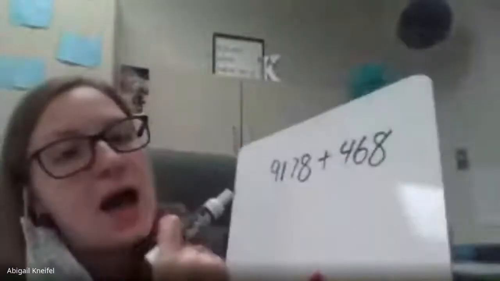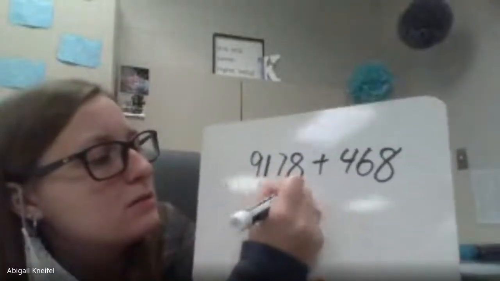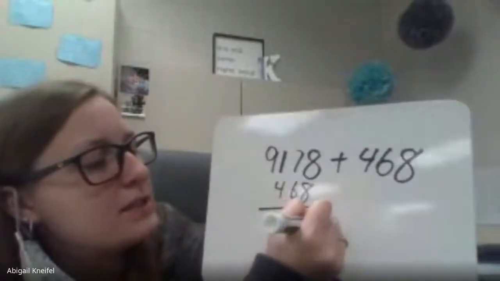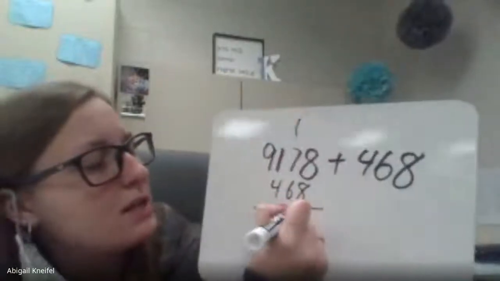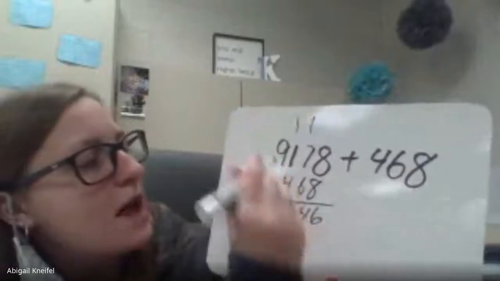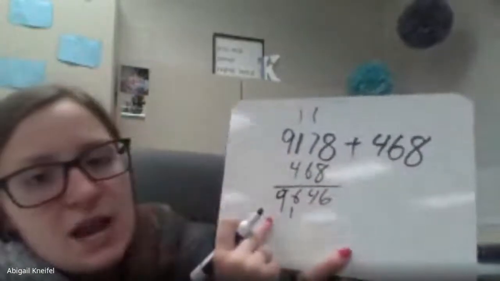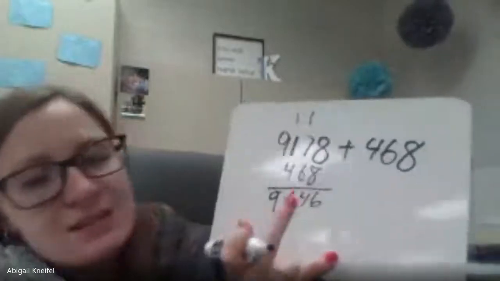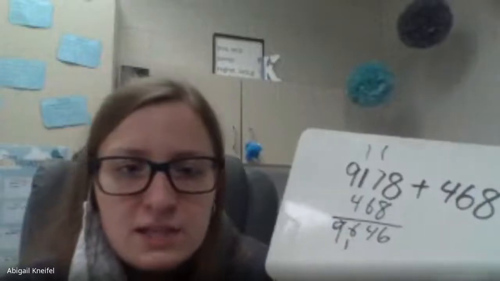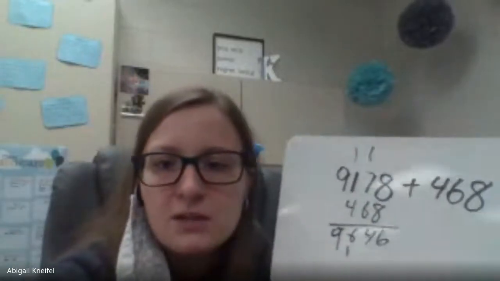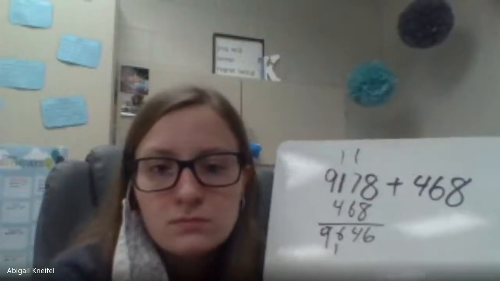First, line it up. I always put the bigger number on top. So you have 8 plus 8, which is 16. Carry the 1. 7 plus 6 is 13. Plus the 1 is 14. Carry the 1. 4, 5, 6, 9. Plus nothing is 9. So you have 9,646. I'm seeing some correct answers. If you got the correct answer, make sure you give me a thumbs up if I can't see your board. Cool.